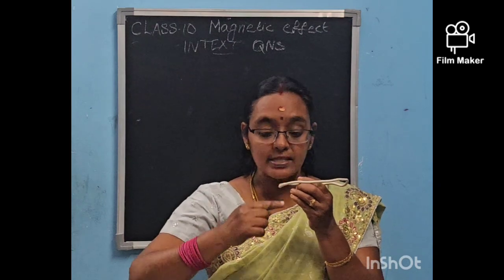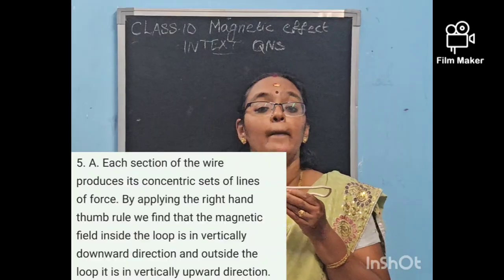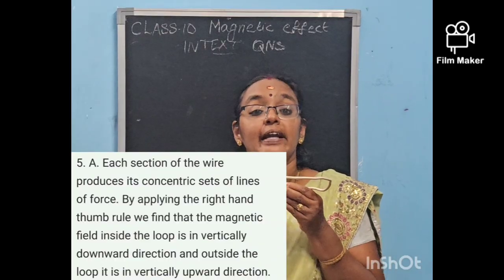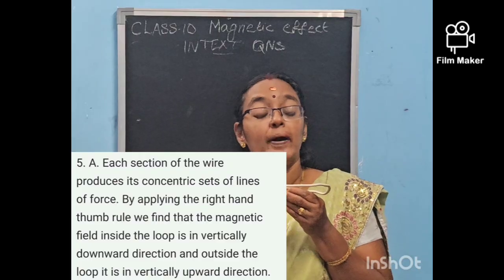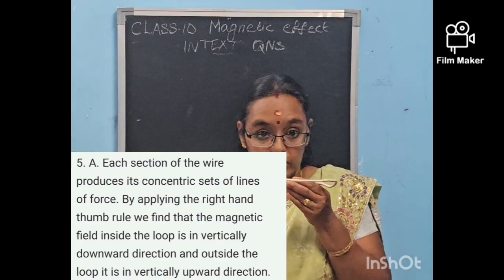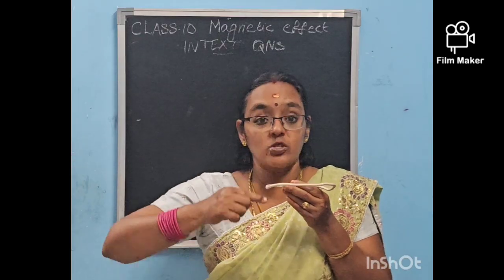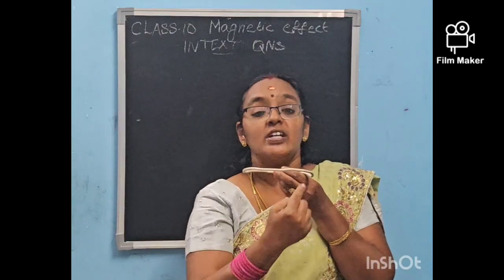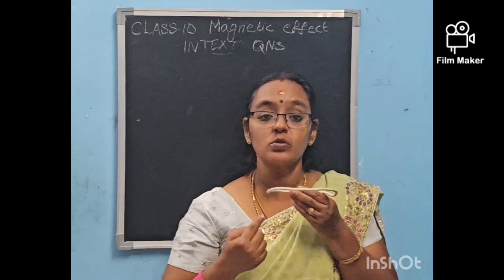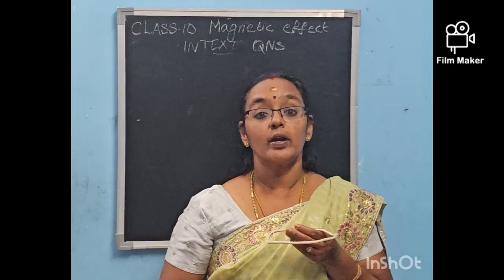Moving in this direction means, according to the right hand thumb rule, the magnetic field is moving vertically downwards inside the loop and vertically upwards outside the loop. In this manner, the magnetic field will be generating and it will be circulating. This is according to the right hand thumb rule.